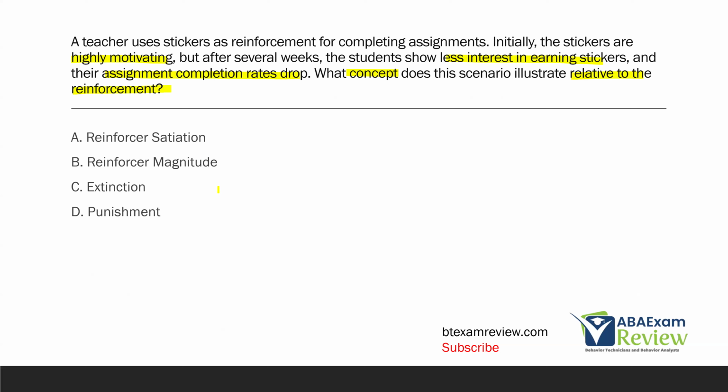C, extinction. Well, the teacher is not using extinction, right? And the question is asking about the concept relative to the reinforcement. What we know about the reinforcement is the students are no longer interested in working for the stickers. And then D, punishment. There's no punishment procedure happening. Simply, the students don't want to earn the stickers. So they're not completing their assignments anymore because there's no motivation to. If their reward is a sticker, they're not motivated to complete their assignments. What has likely happened, given the information, is reinforcer satiation.